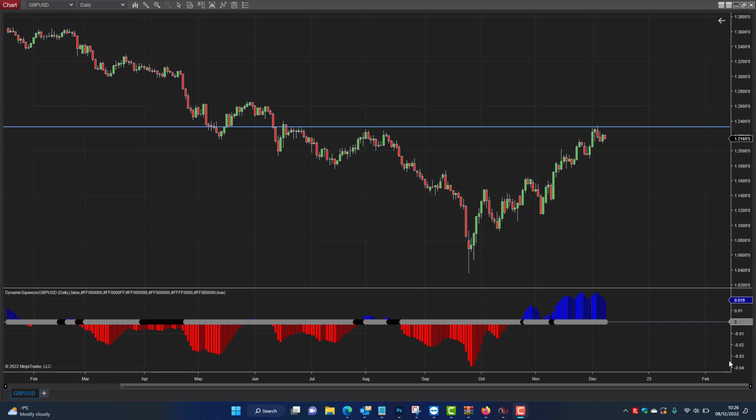I just wanted to put together a video showing our dynamic squeeze indicator. So the squeeze indicator is something that's been around for a long time. This one was developed back in 2010. What the indicator consists of is two indicators that you can put on your chart. That is the Keltner channels and the Bollinger bands.